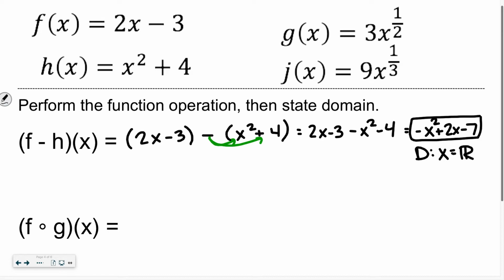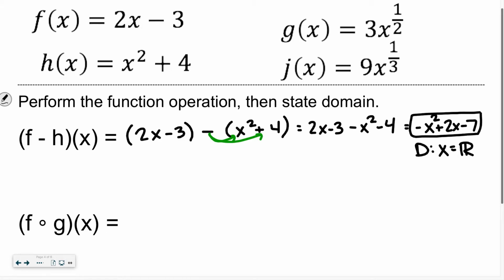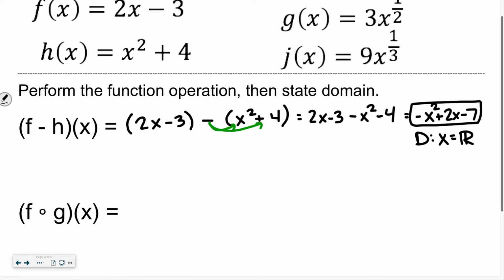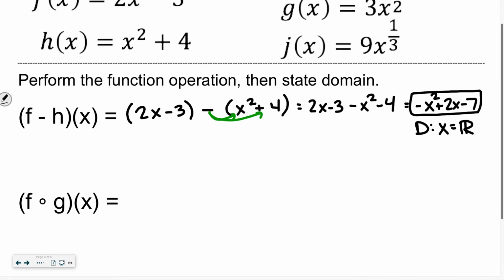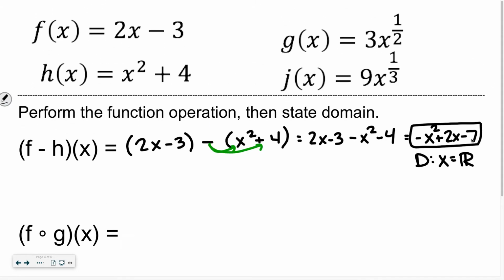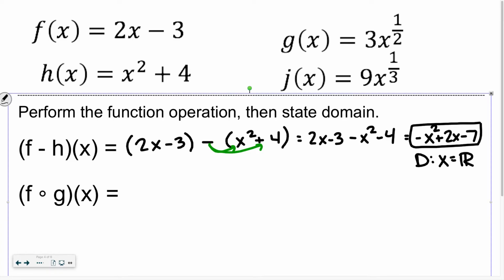Okay, you're looking for things like rules in math that you can't do to something, so then that's going to restrict your domain. Let's try f of g of x. F of g of x. Actually, let me see if I can move that up. F of g of x.